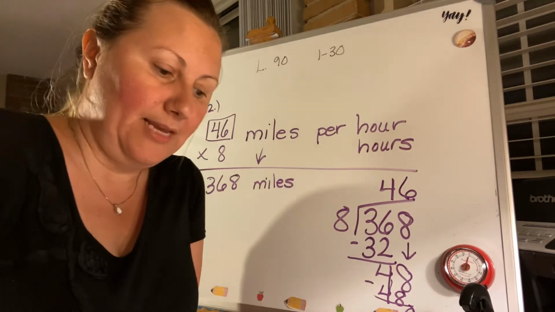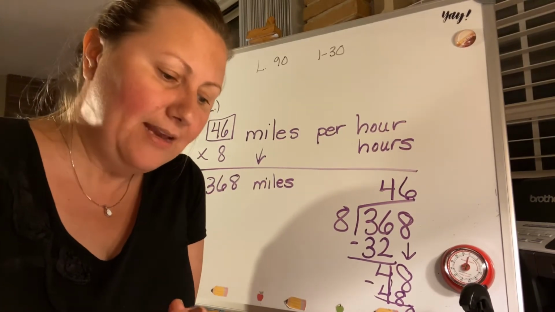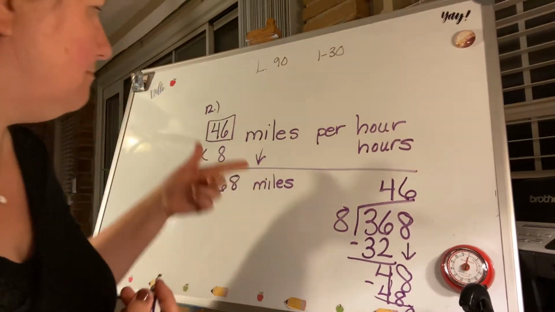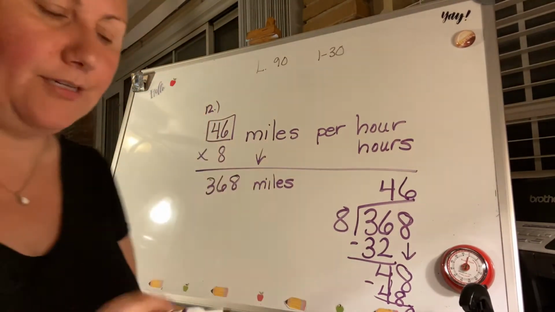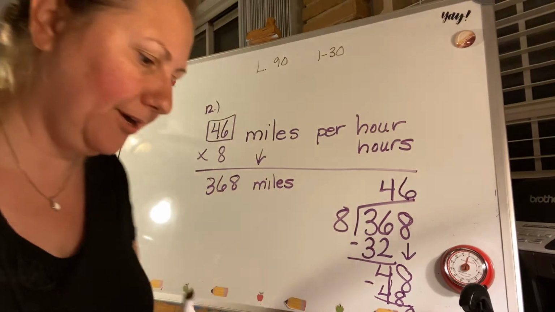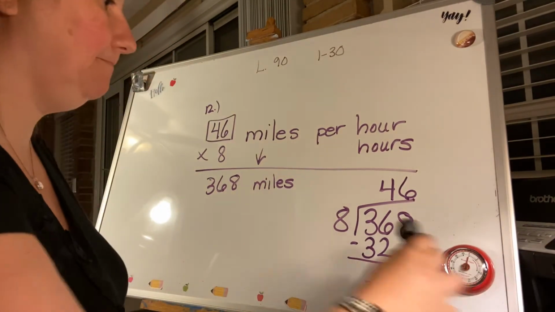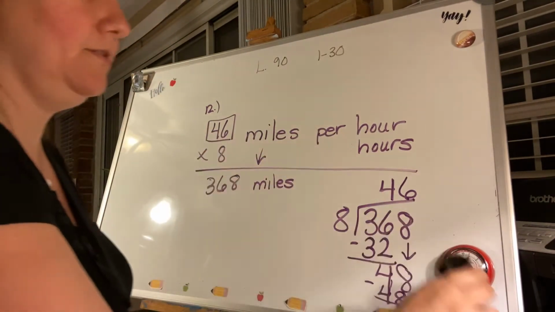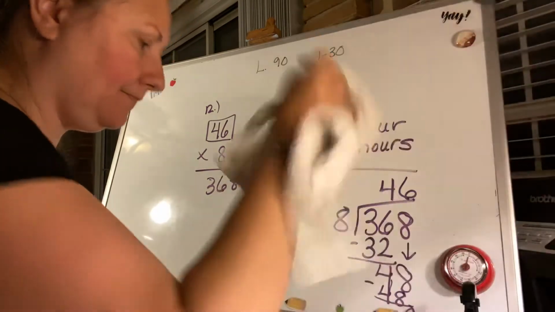How do we explain this? To explain it, we would say I divided 368 miles by 8 hours, but I don't need the explanation part today. All right. So number 13.